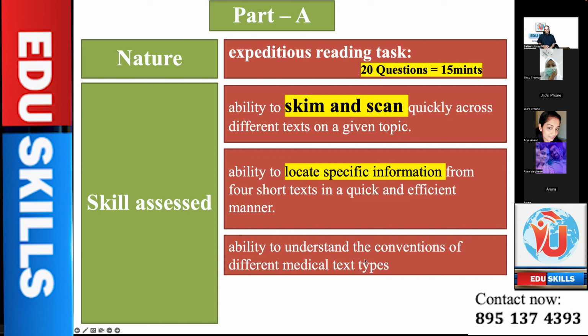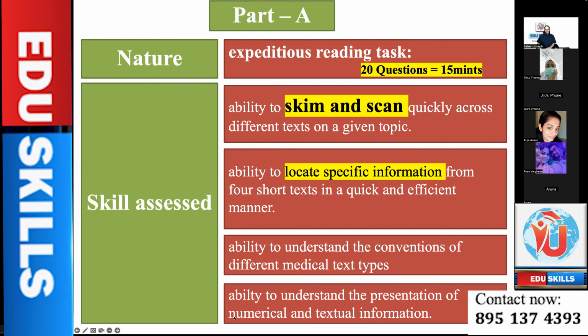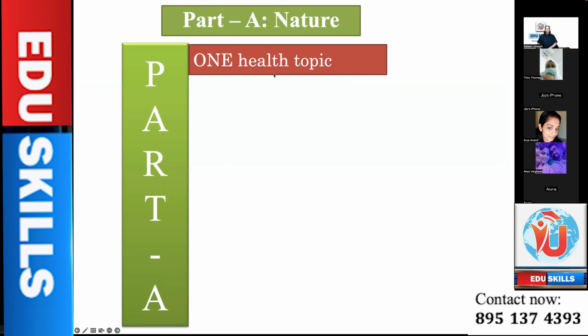And the ability to understand the conventions of different medical text types. I'll be teaching you the different text types used in each Part A segment, and they have their own conventions. Once you know those details, it's very easy to locate the answer, which will be explained later. And the last one is the ability to understand the presentation of numerical and textual information. That's why I said text, percentage, number, all these things will be presented to assess your ability to understand the presentation of numerical and textual information. These are simple things. They will be explained repeatedly when we go through the practice and the explanations of this Part A.